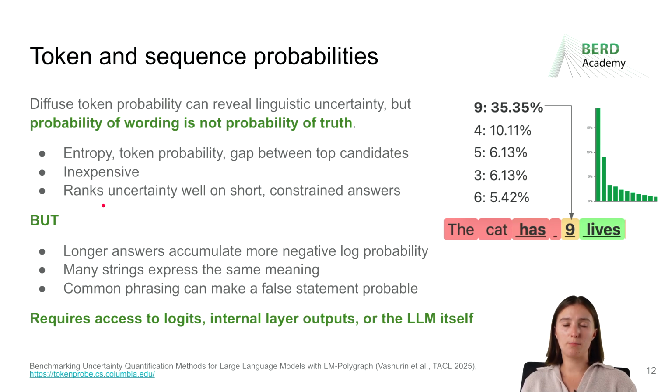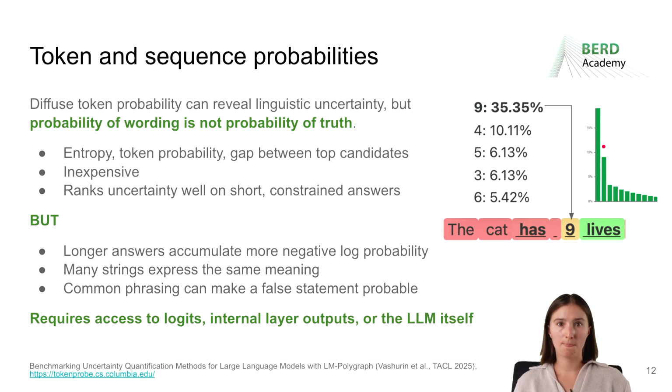And it was found that methods like that rank uncertainty very well on short constrained answers. So for example, "the cat has lives." We can see that the number 9 has quite a high probability with 35% compared to the next ones. And here you can see how, for example, a distribution of token probabilities could look like.